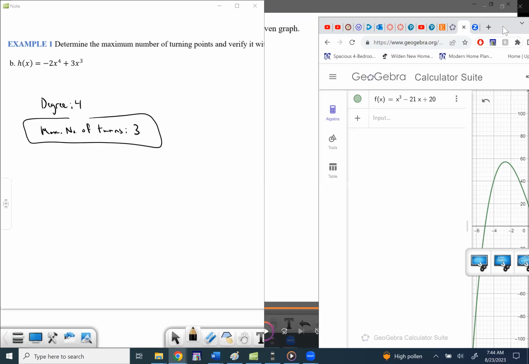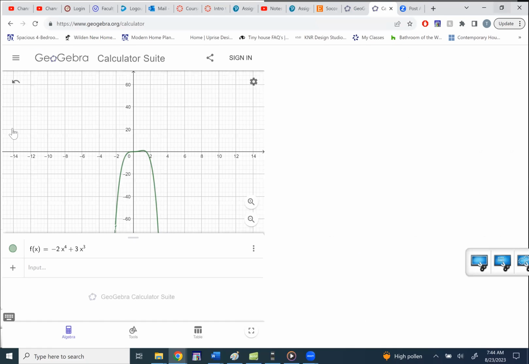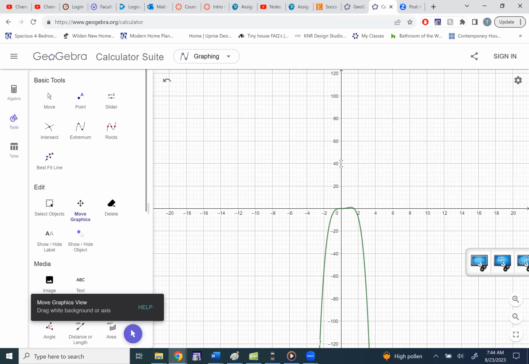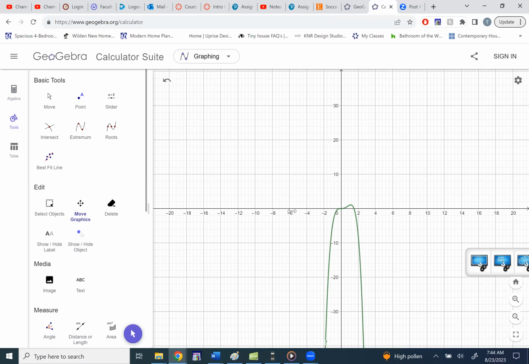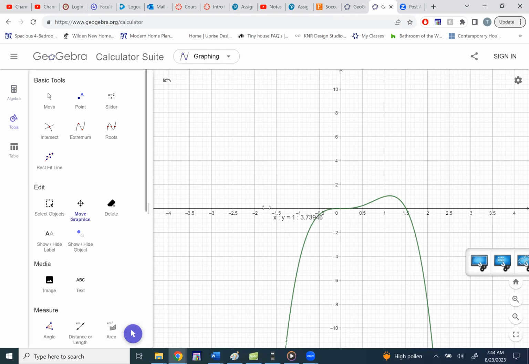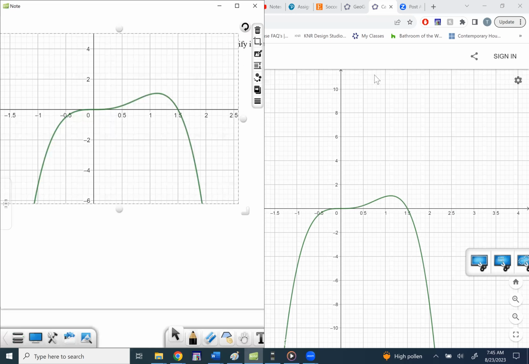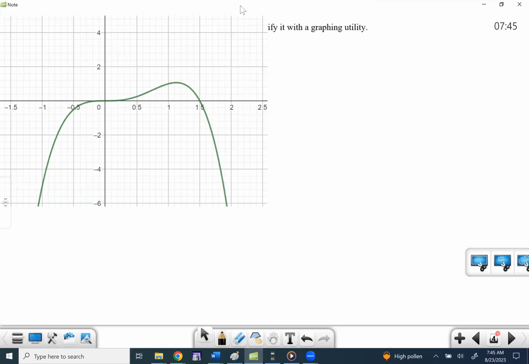Okay. So this one is x to the 4th. Let's delete this guy out. Oh, sorry, negative 2x to the 4th, plus 3x to the 3rd. All right. And I'm going to make the y-axis a little bigger so we can see all those little movements. And let's stretch out this way too so we can really see it. There we go. Okay, so let me snap a picture of that. We'll bring that back. Okay, so what we said is we said at most 3, right?